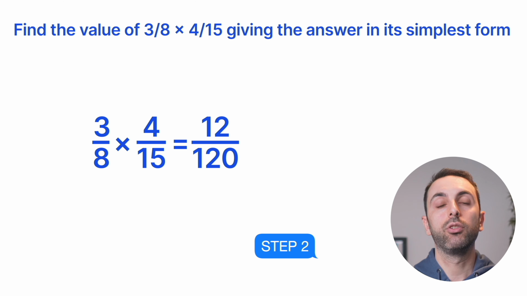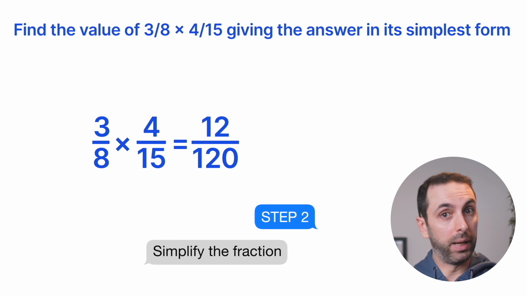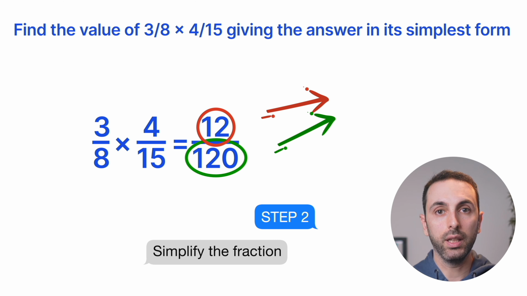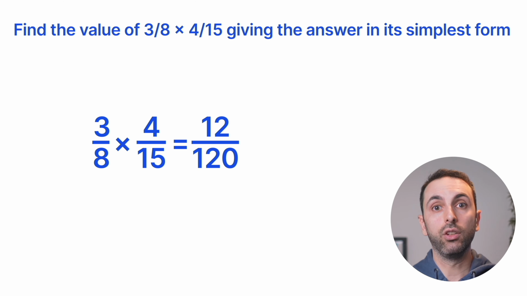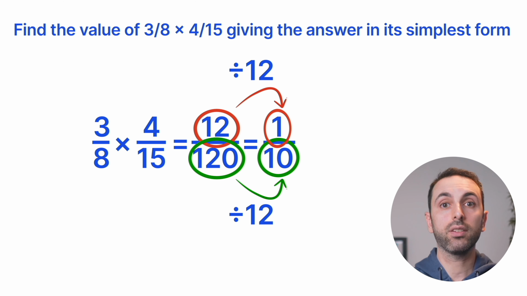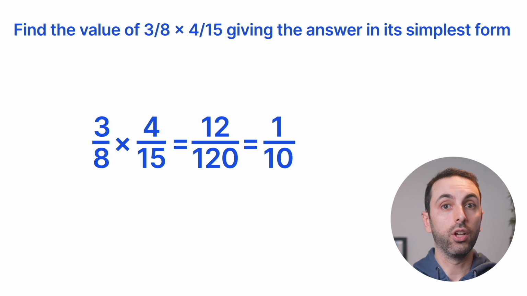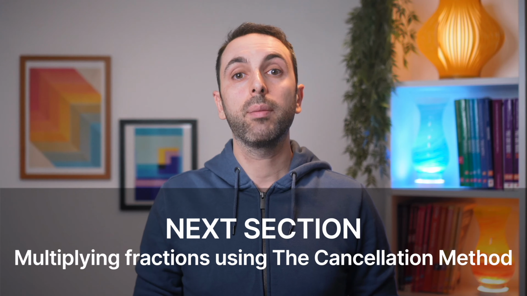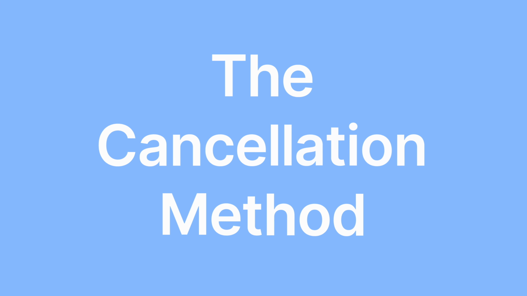The second step is to simplify the fraction. Some of you may notice that the highest common factor of both 12 and 120 is 12. So when we divide the 12 and 120 by 12, we get left with 1 over 10. And that's the fraction in its simplest form, since there's no common factors here other than 1. Let's talk about the second method for the same question.